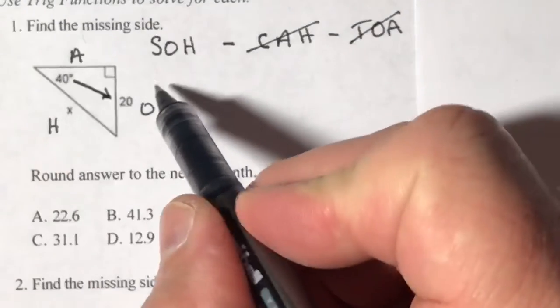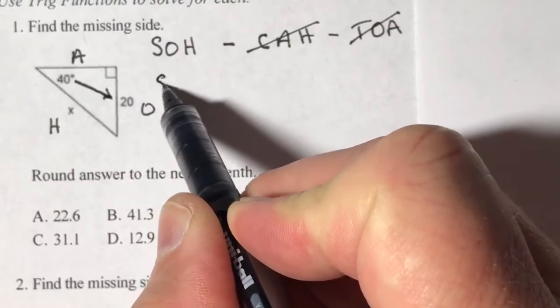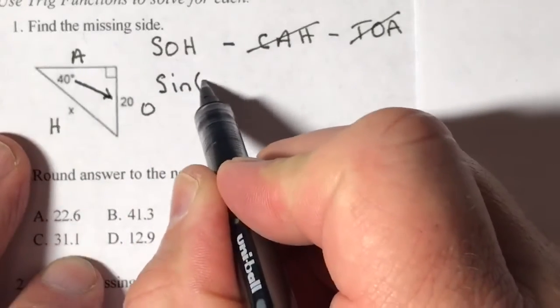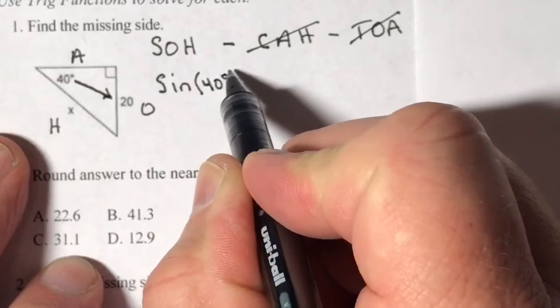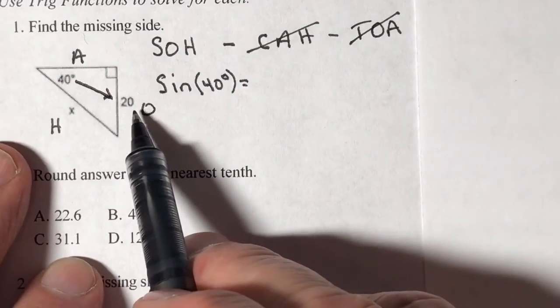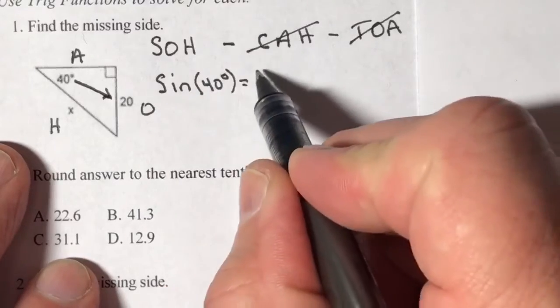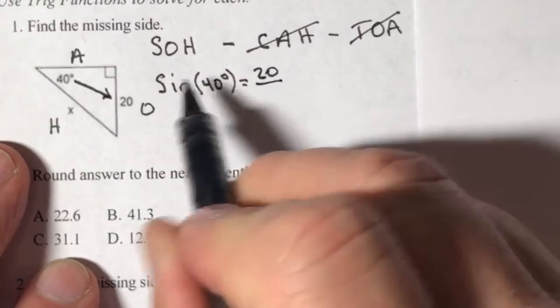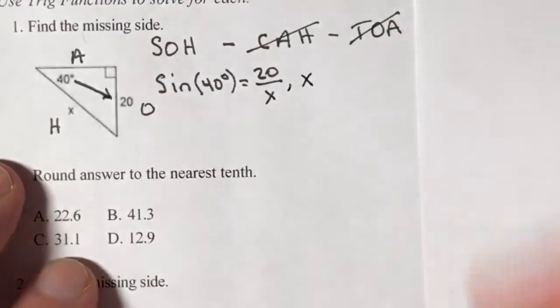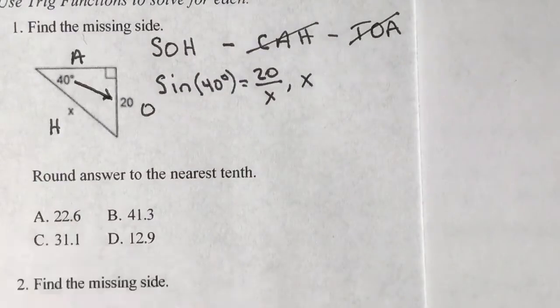Now, so I'm going to do sine of 40 degrees, put that in parentheses, okay? When you write this down, then go pick up your 20 for the O, and divide by the H, which is X, okay? All right, now go to the calculator.